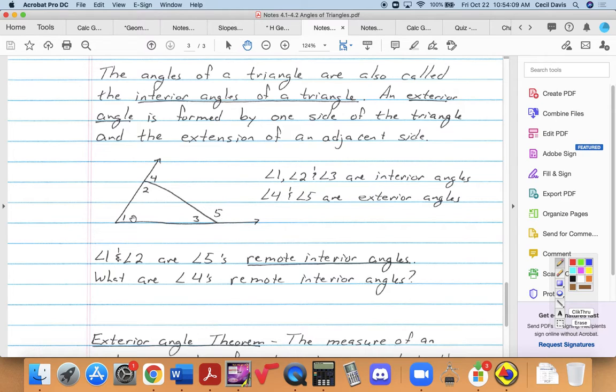Now, is 5 right next to angle 1 and angle 2? No. In the grand scheme of things, relatively speaking, they're a long way away from it compared to how close angle 3 is to it. We call those the remote interior angles for angle 5. 1 and 2 are its remote interior angles. Now, what does remote mean? Far away. Exactly right. When you use a remote for your TV, you're controlling it from a long way away.